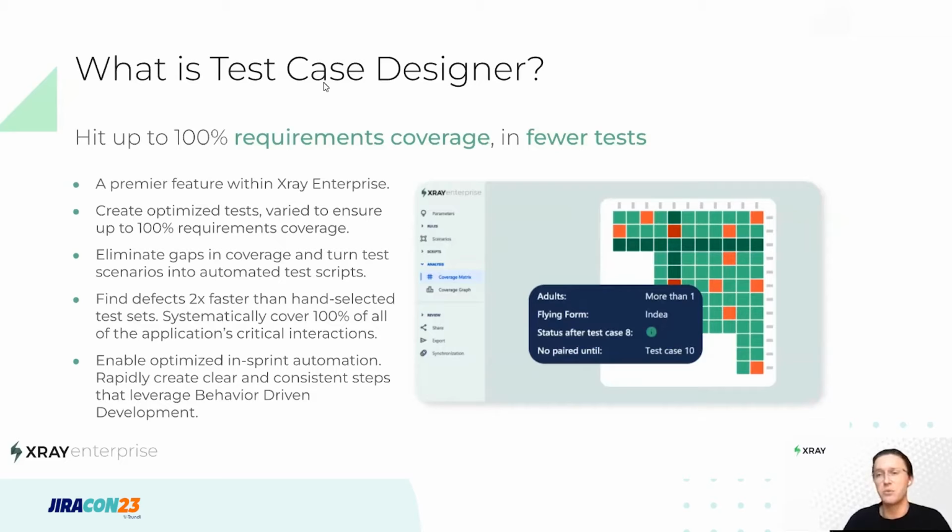And it's these tests that the tool is going to generate for you that systematically cover 100% of all of the application's critical interactions using its algorithm. Last point I'll mention, just to set the stage here about Test Case Designer, is that it enables you to optimize your in-sprint automation. We'll see a little bit of how that comes to life today. We'll have trials available as well. You can check that out. We'll talk more about it. But the goal here with the in-sprint automation capabilities is to allow you to create clear and consistent steps really quickly that use a Gherkin syntax that aligns really well with behavior-driven development as well.